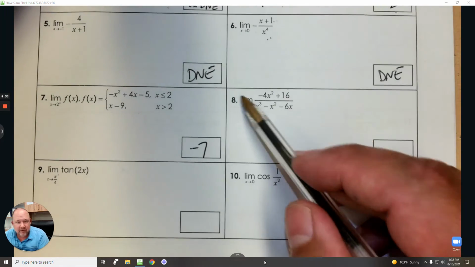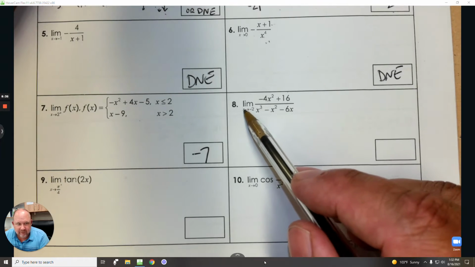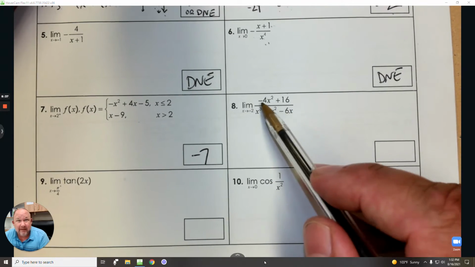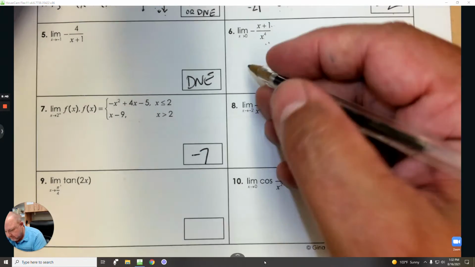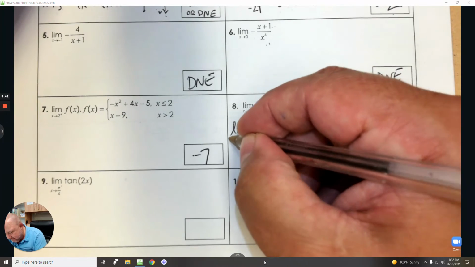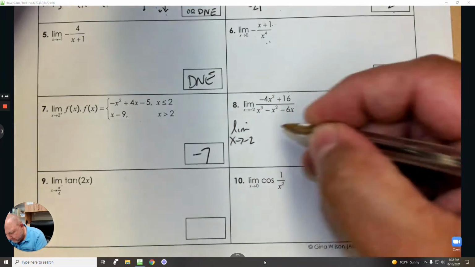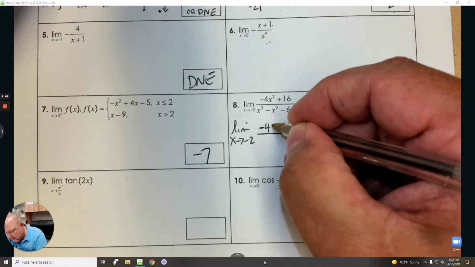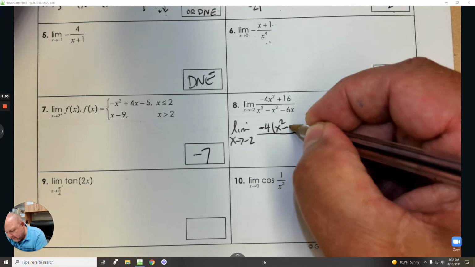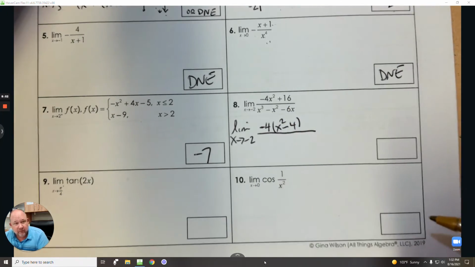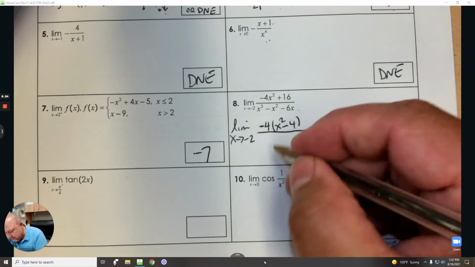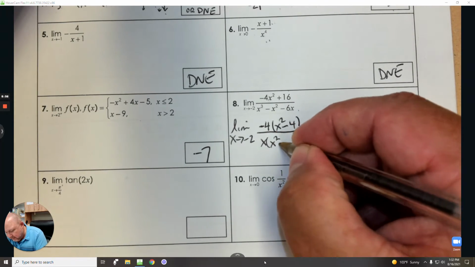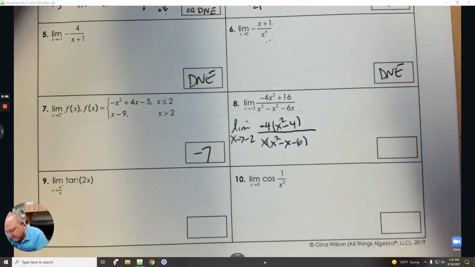If I look at number 8, as x approaches negative 2, again, it's going to be helpful if I can factor this to get more information. So I'm going to help that out. I'm going to factor out a negative 4. I got x squared minus 4. That can be factored further. Factor out an x. And I have x squared subtract x subtract 6.